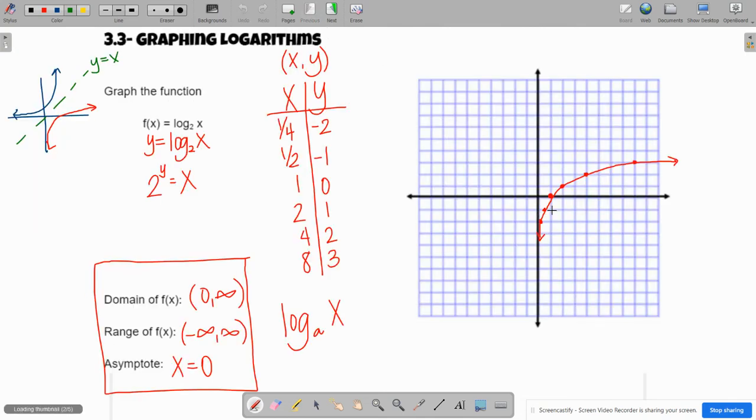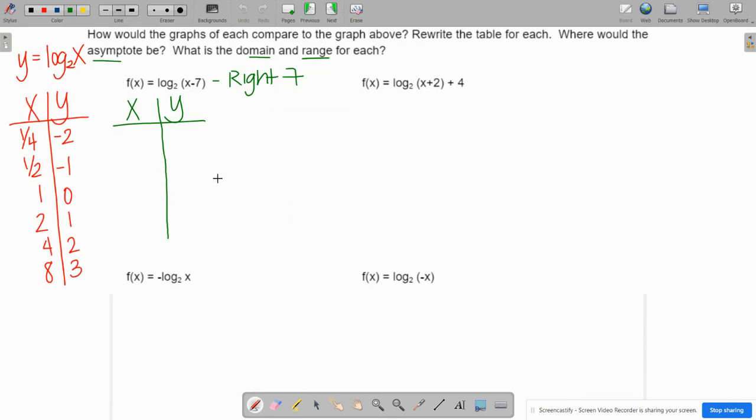If we were to take this point right here and move it to the right 7, instead of it being 1, 0, it's going to be over here at 8, 0. So you're adding 7 to the x column. So all we have to do is take our original table for y equals log base 2 of x and add 7 to your x column, but keep your y column the same.